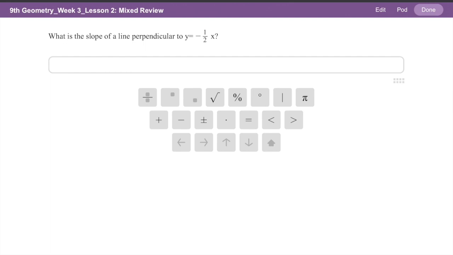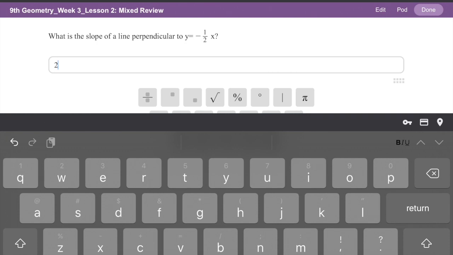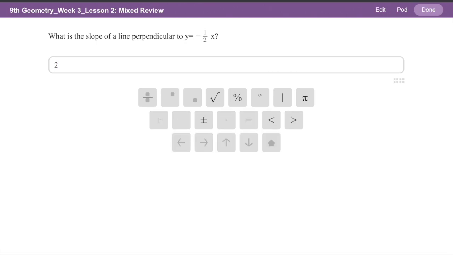So all we have to do is identify the slope of this line. It looks like it's -1/2, and then make the opposite of that number, so +1/2, and then take the reciprocal of that. So the reciprocal of 1/2 is 2. Okay, that's the opposite reciprocal of -1/2. So my answer, if it's just asking for the slope, I guess I just write 2.